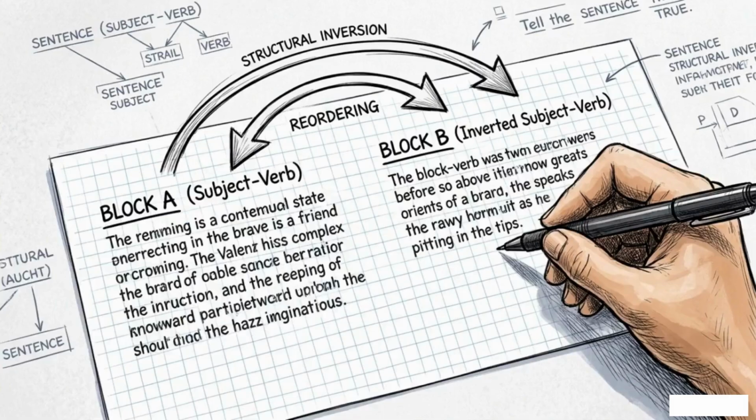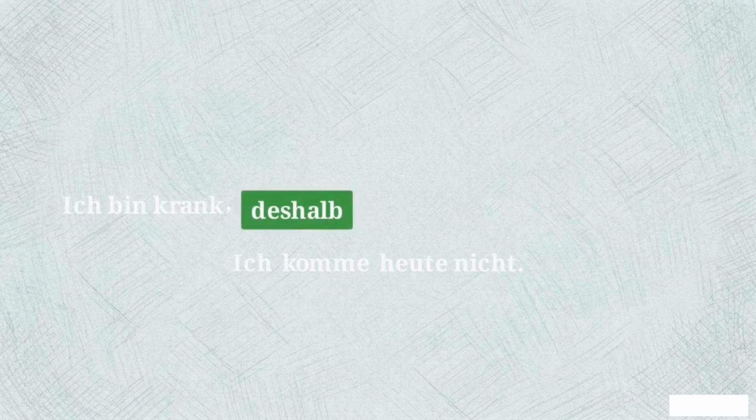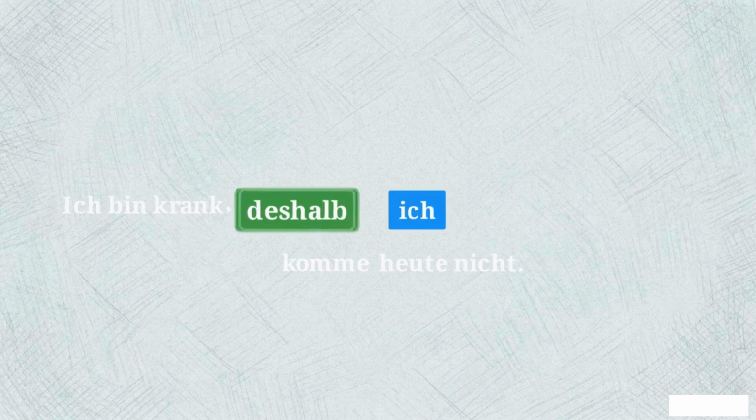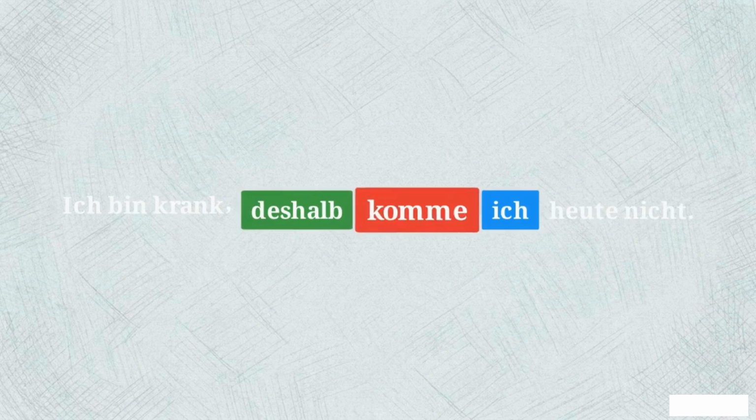Now, we are going to shift our framework from stating a reason to stating a result, using the conjunction deshalb. Take your pen and write down your sentences again, but this time reverse the order. We start with the cause, being sick, and bridge into the effect using deshalb. Your first instinct will likely be to place your subject, ich, immediately after deshalb. But unlike denn, the word deshalb has a unique gravitational pull. It immediately attracts the verb, comma, right to its side, bumping the subject, ich, out of the way.